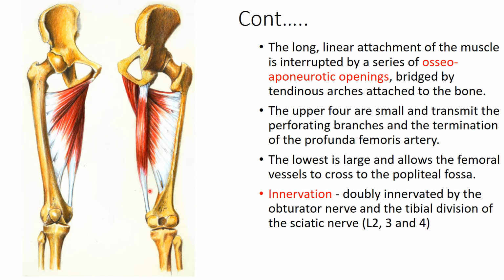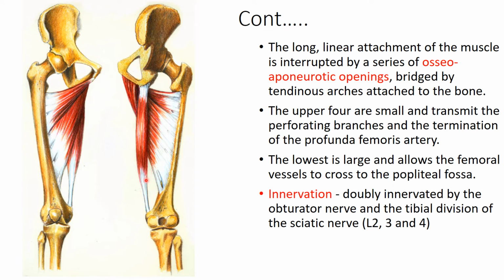And here there is a big gap in the proximal portion of the medial supracondylar line. This big gap is the largest one, and it is known as the adductor hiatus. This allows the femoral vessels to cross and move posteriorly, from anterior to posterior. So from here they cross and they become the popliteal.